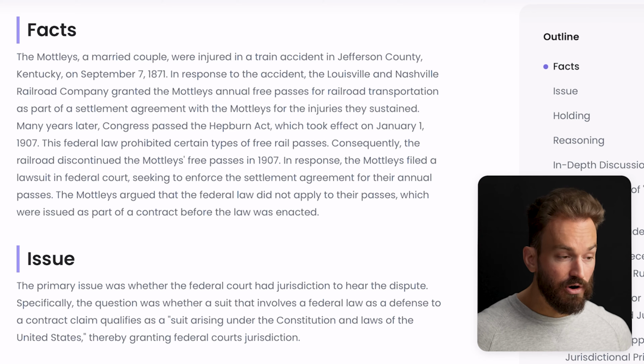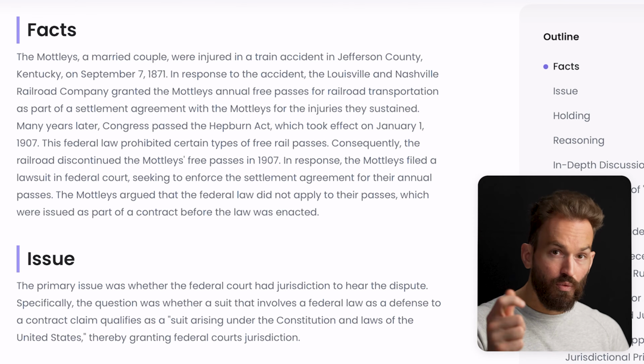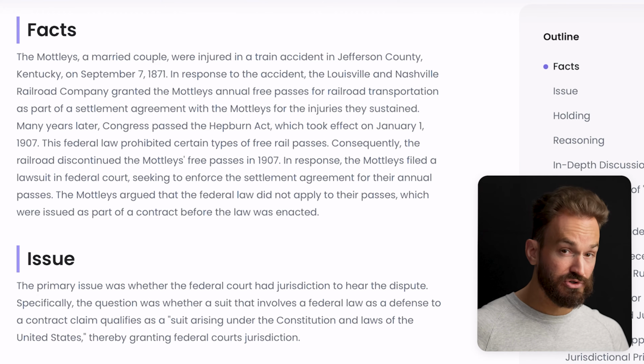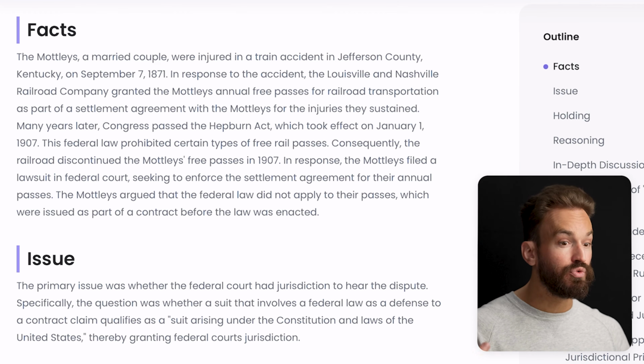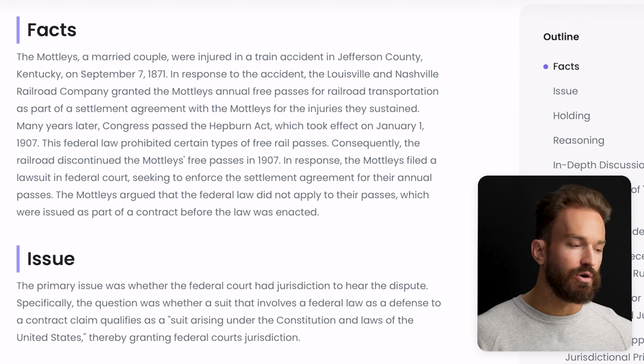So pretty sweet deal for the Motleys. They get injured in this train accident, but they settle with the railroad company. And as a result of that settlement, they get these free annual passes so they can ride wherever they want for free on these railways.